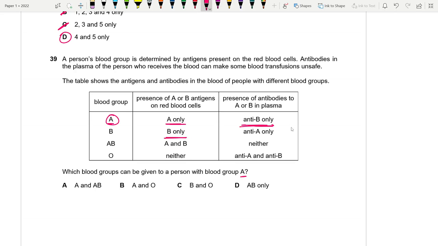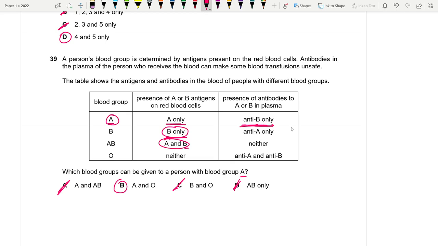That is why you cannot give B group, because this antigen would react with the anti-B. You cannot give AB group, because this B antigen would react with anti-B. So you cannot give AB. You cannot give B. You can give A and O. O can be given to anyone because it has no antigens. Okay, 39 is B. AB can receive blood from anyone because it doesn't have any antibodies. O can receive blood from only O. A can receive blood from A and O. B can receive blood from B and O.